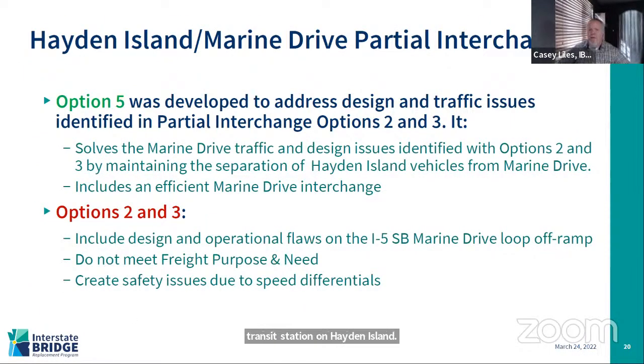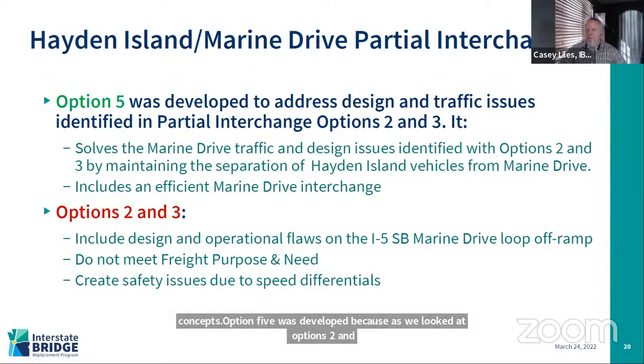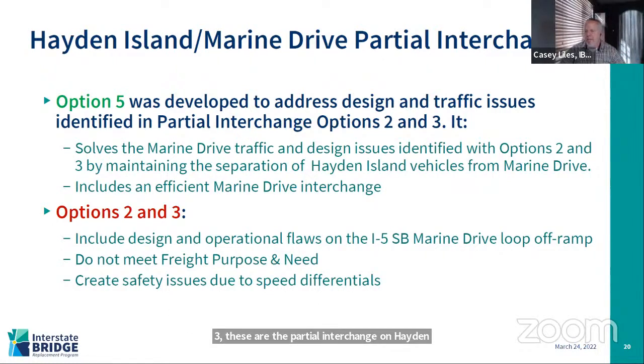As I mentioned, working through the further details of development of the concepts, option 5 was developed because as we looked at options 2 and 3, these are the partial interchange on Hayden Island, we discovered that there were operational and safety flaws, particularly concerning the I-5 southbound Marine Drive off-ramp. That's a loop ramp that goes up to the intersection in options 2 and 3. Because of those flaws, we discovered that those options didn't meet the purpose and need. They created safety issues due to speed differentials on the interstate. With that said, we pivoted to option 5.